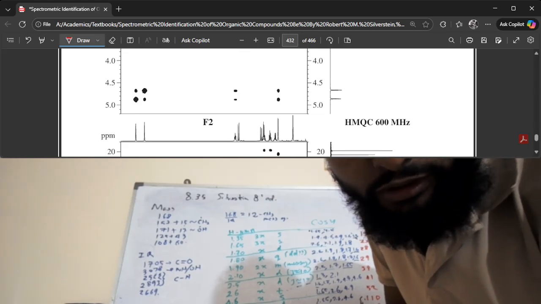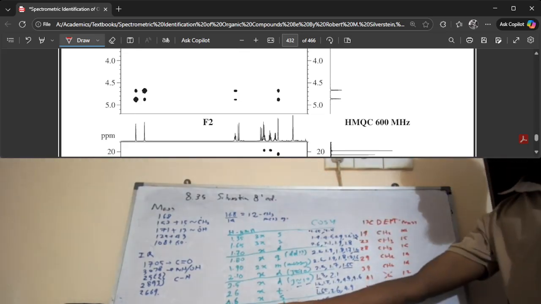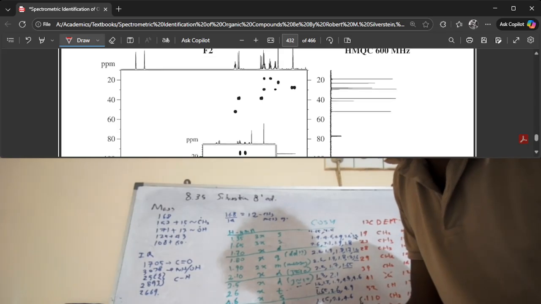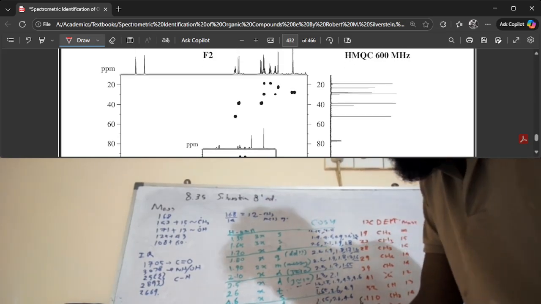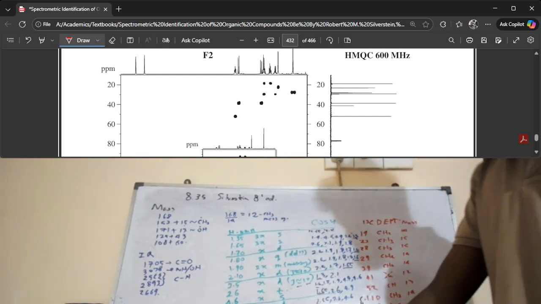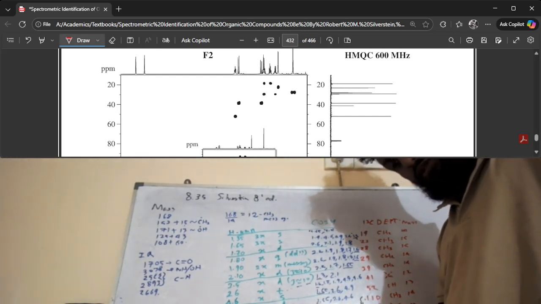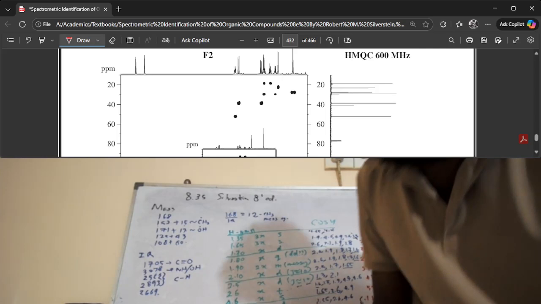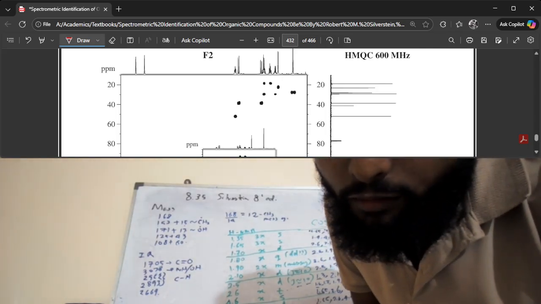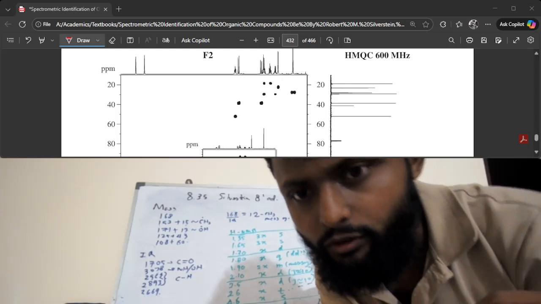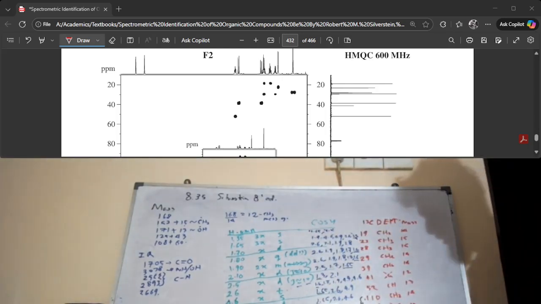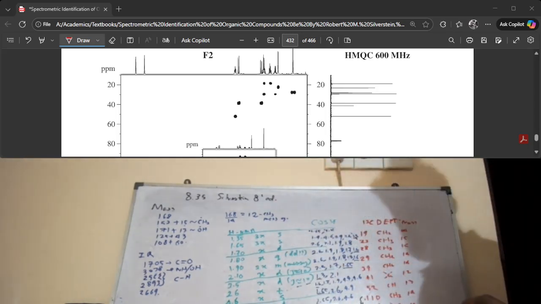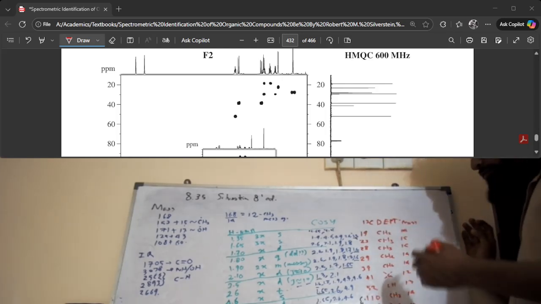So there is no correlation for the proton at 11.9, once again confirming that it's the carboxylic peak. So this is the HMQC correlation, which is one bond, right? HMQC is going to tell us one bond correlations, which is what we have here. I'm not going to look at the graph again because I looked at it once. I'm just going to write it down here.